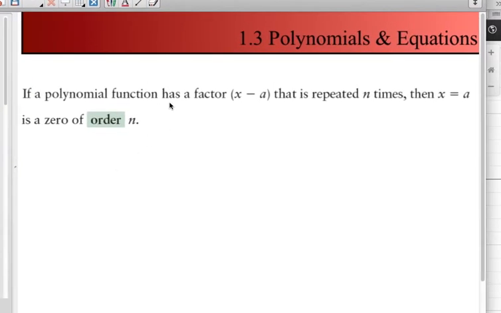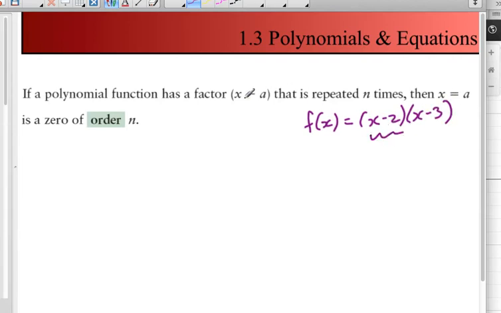Here we go. Okay, so notice if a polynomial has a factor of x minus a, I'm going to do a quick little example. Say I've got a function x minus 2 times x minus 3. So this is a factor right here, x minus a, and it says that it is repeated n times. Now I'm referring to when that was squared. So this 0 is repeated 2 times, this 0 is only repeated 1 time. This was 2 times. Then x equals a is a 0. We know that, a was a 0, but we say it's of order n.